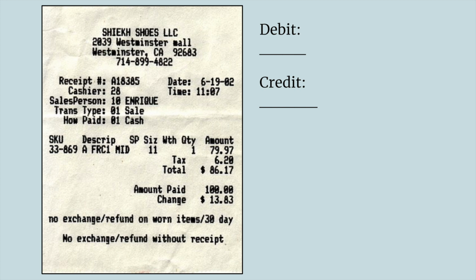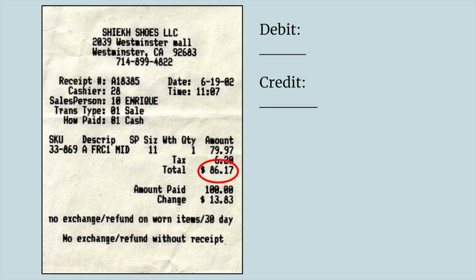So if we start with our first source document, we're looking for the amount of money that's going to be journalized, and then what account is going to be debited and what account is going to be credited. So this first example is a receipt, and receipts can be a little tricky because there's lots of different numbers as far as taxes, amount paid, the amount of change you're given back. But in this case, we're just simply looking for the total. So go ahead and circle the total of 8617.